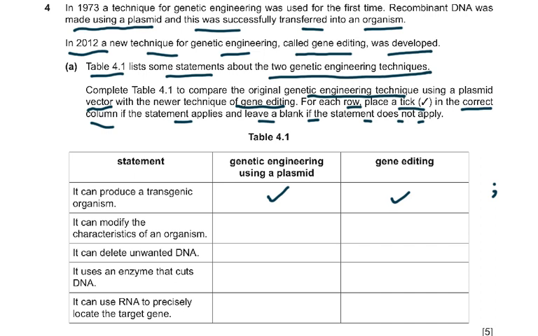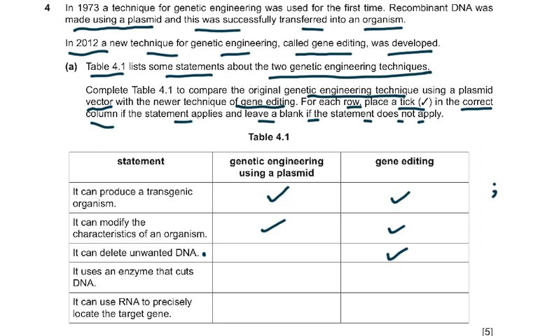Then it can modify the characteristics of an organism. Yes, genetic engineering, you put the insulin into the bacteria and it will start making insulin. So yes, and gene editing will also modify it and it will produce a protein or whatever we've done it for. Then the third one is it can delete unwanted DNA. Genetic engineering using a plasmid can't do that, but gene editing can result in deletion. So we leave this blank.